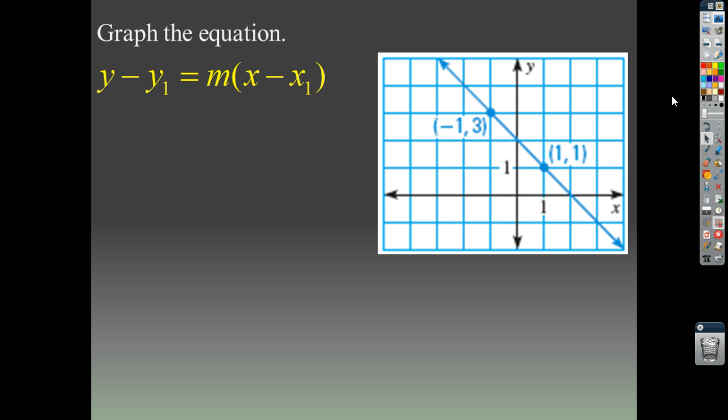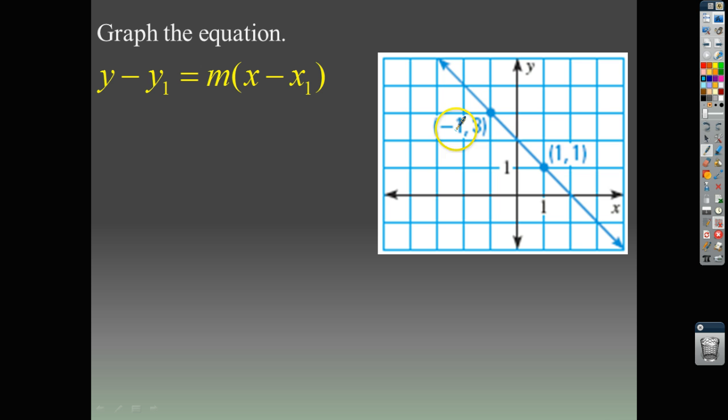Okay, so a couple things we need to identify. First, we need to know y1 and x1, and then we also need to know the slope. Well, let's see, from 3 to 1, that goes down 2, right? And then right 2. So my slope is -2/2, which is equal to -1.